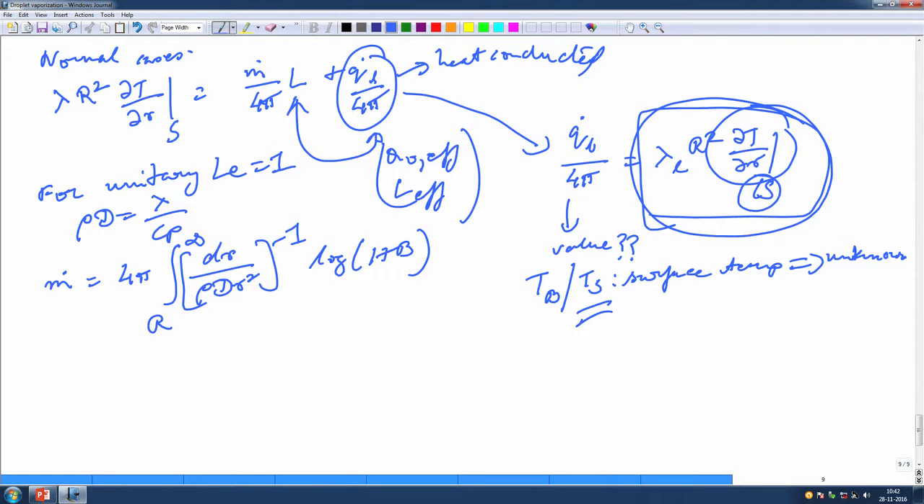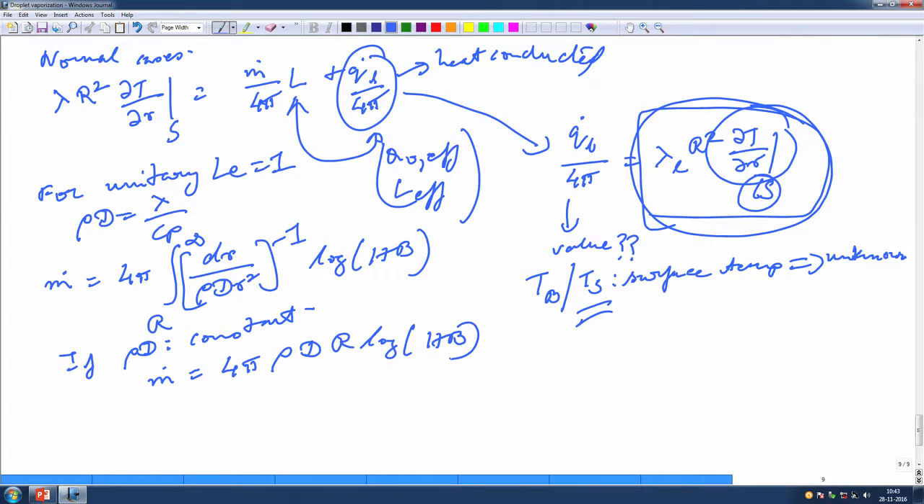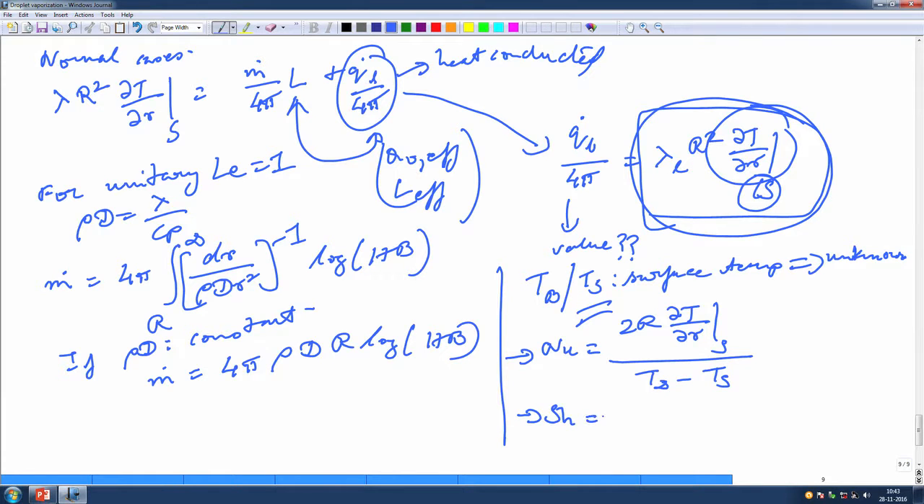Now, if your rho D is constant, which in normal cases it is, we already established this. I am just reiterating the same. In just the two slides back in the last lecture we established this, and we established the two mass transfer quantities. Based on this we can also define the Nusselt number, which is basically 2r dT by dr at S divided by T infinity minus Ts. Similarly, you can define something called a Sherwood number.